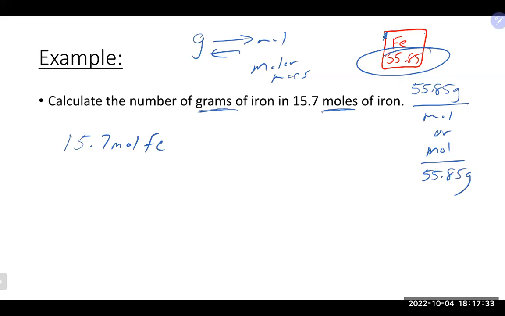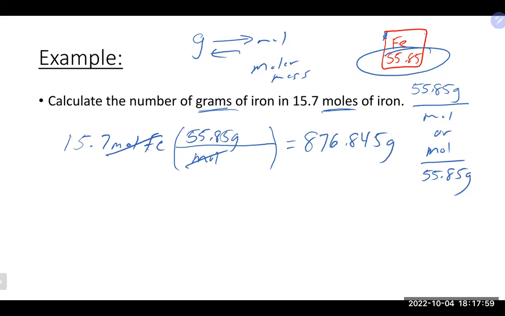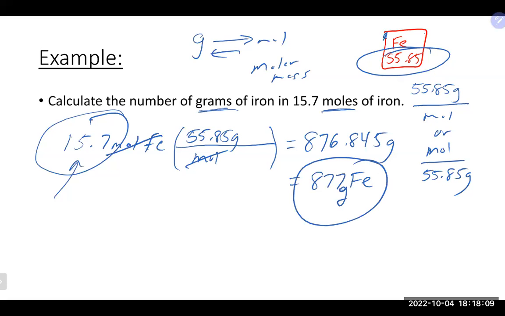Good chemistry setup here. So we'll use a little dimensional analysis approach here, and we will set up the moles so they cancel, so they go on the bottom. The 55.85 grams go up on top. We're basically multiplying 15.7 times 55.85, which gets you a lot of numbers, 876.845 grams, which obviously I should take down to 3 sig figs. That gets us about 877 grams of iron.